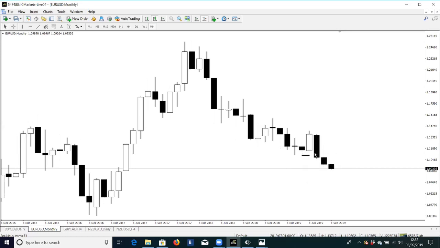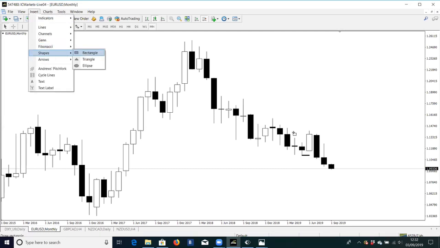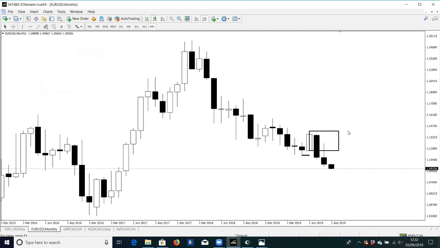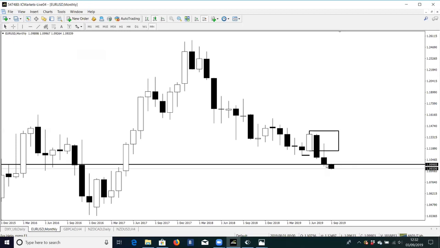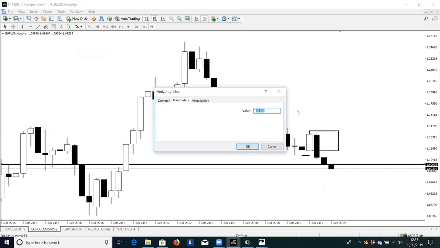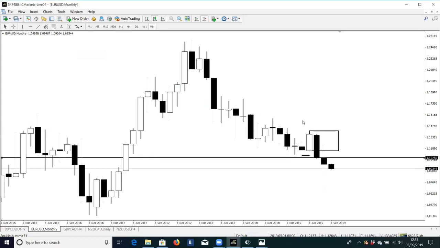1.11070. So we closed below that significant level and retested the zone. This is the last bullish candle which pushed price lower. It dipped into that particular zone. I want to mark out the monthly open. So 1.10756, 1.10750. So that's where the monthly open is.